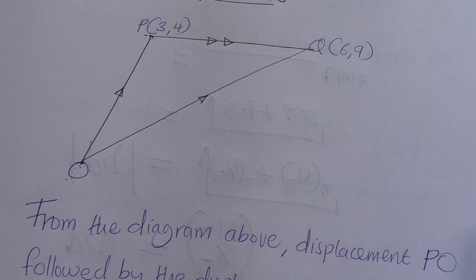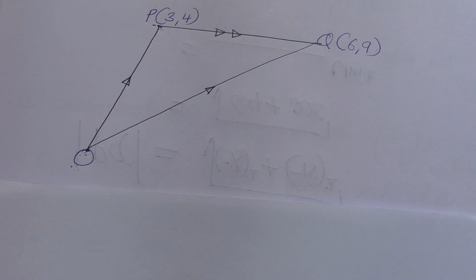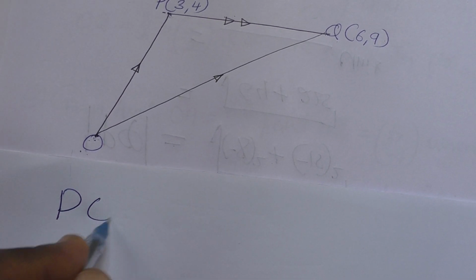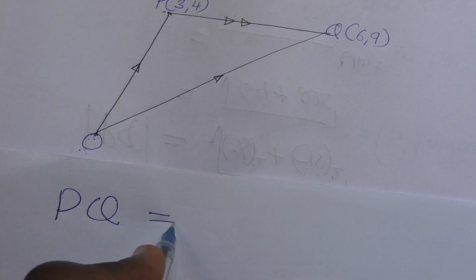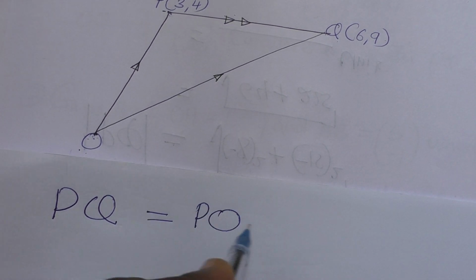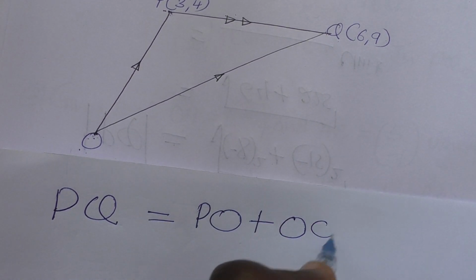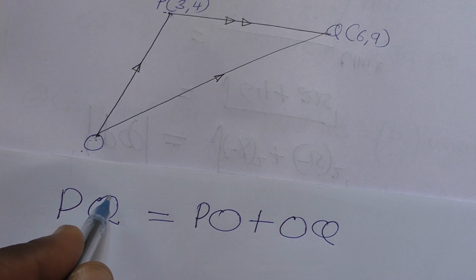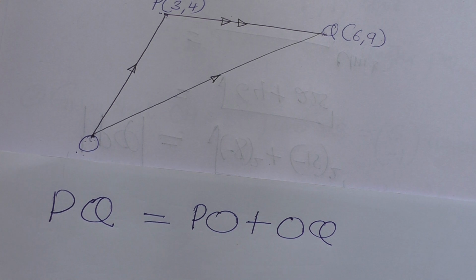And that can be mathematically solved by saying that PQ equals PO plus OQ. That is how we get PQ.